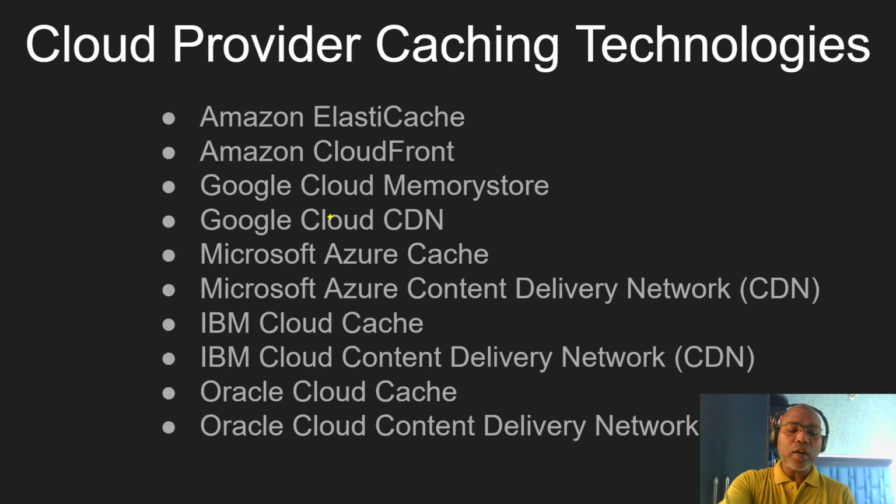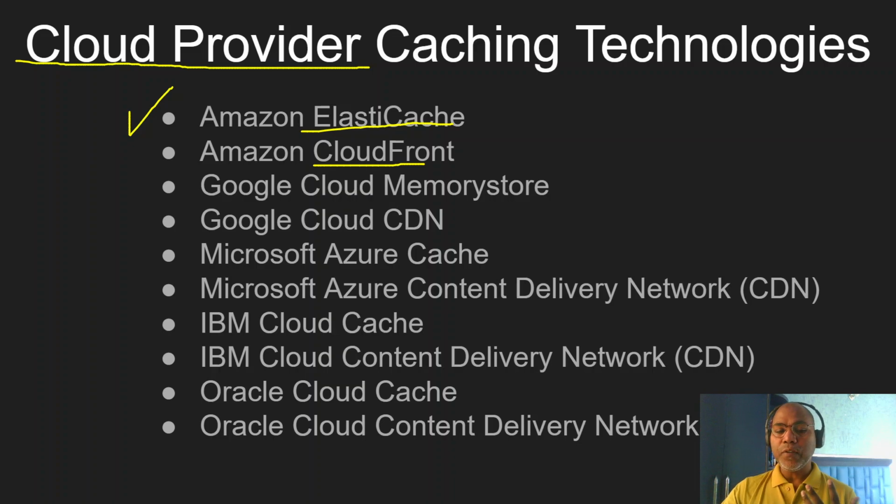And if you go to the cloud nowadays, all the cloud providers also provide caching technology, caching packages, caching software for you. Amazon has ElastiCache and CloudFront available. If you are using Amazon cloud, you can just ask, hey, I need caching for my applications. Google has Cloud Memorystore, and they provide Cloud CDN as well.